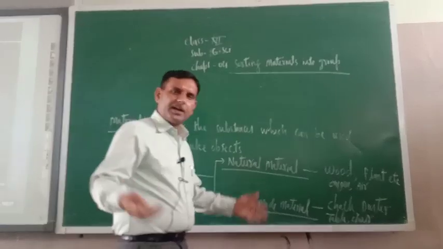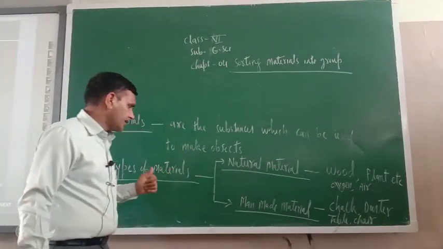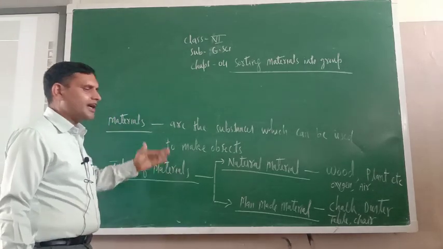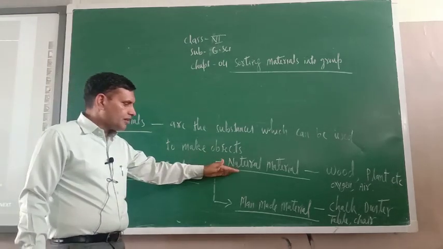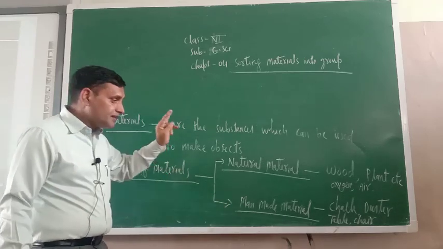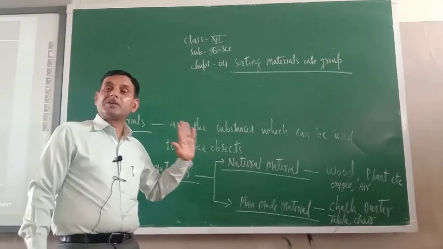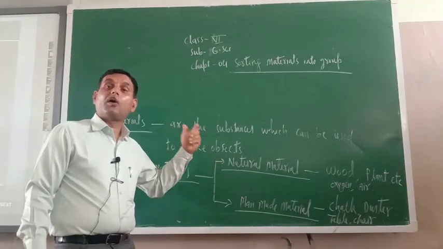What are they? They are natural things. Correct or not? These are natural things. So material is basically of two types: natural material and man-made material. And now these materials are only used for the preparation or manufacturing of objects.